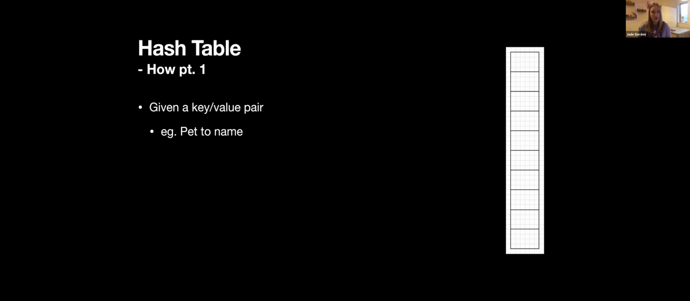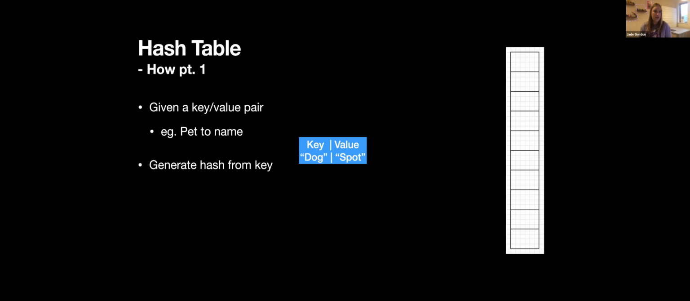So this is just a quick example of how we might insert a value into a hash table. What we can see here is an array of buckets. Maybe we want to map a pet to its name. So here we've got a key and a value. The key is dog and the value is Spot.